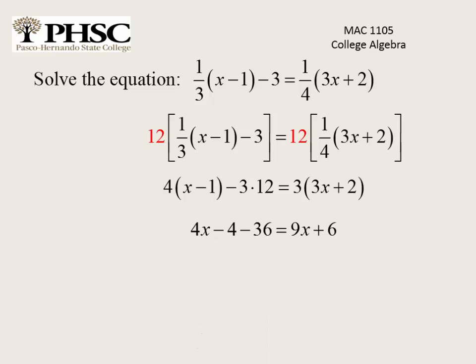And here now, we multiply the 3 times the 12. The reason we multiply that is because the 1/3 times (x minus 1) is a term, and then the negative 3 is also a term.